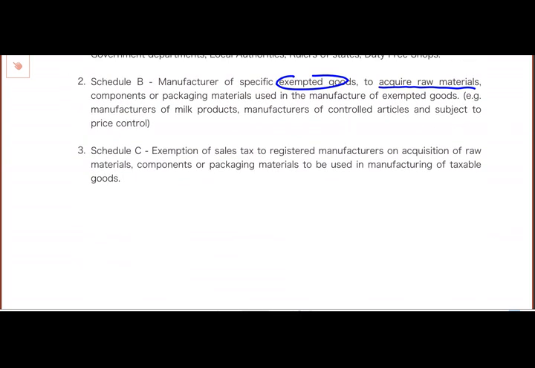The third category is the one we will most commonly see, when the exemption applies for a registered manufacturer who wants to buy material to use in manufacturing of their taxable goods.